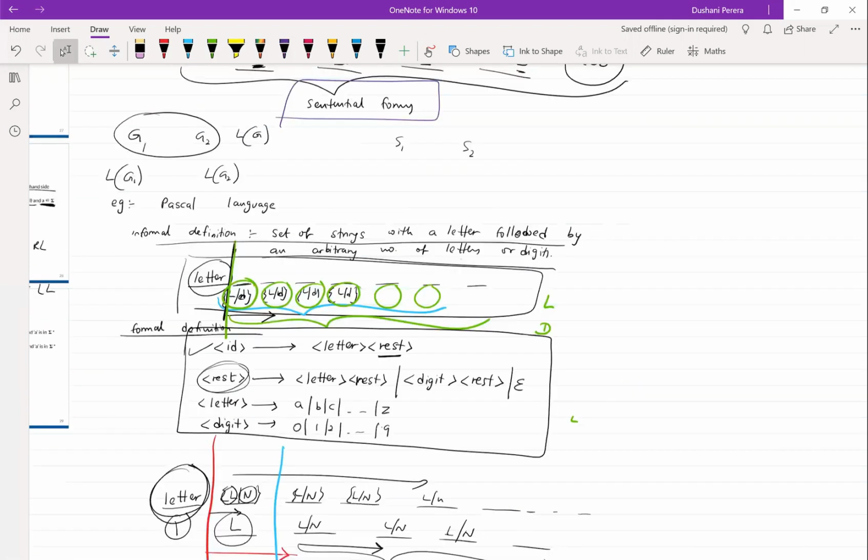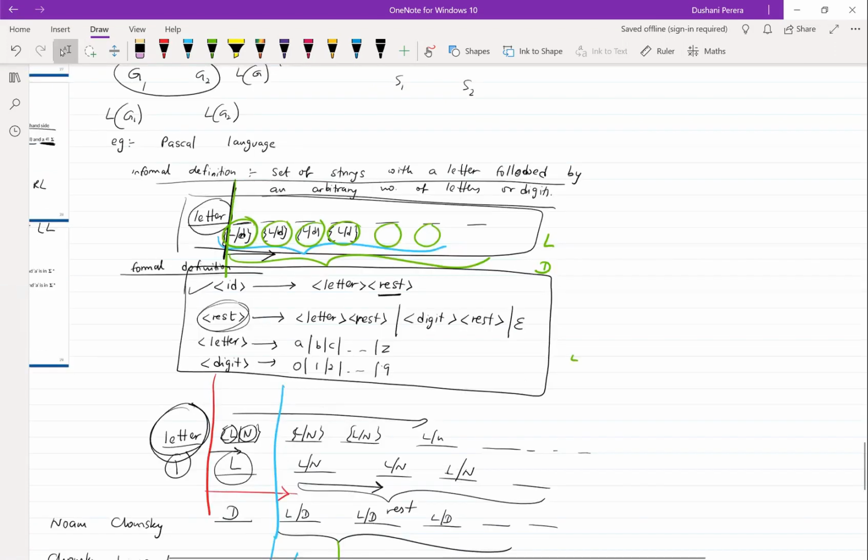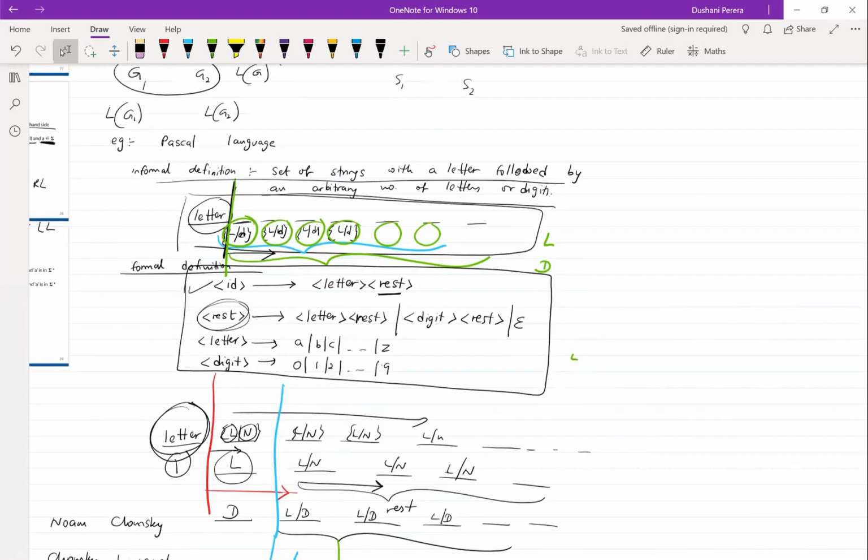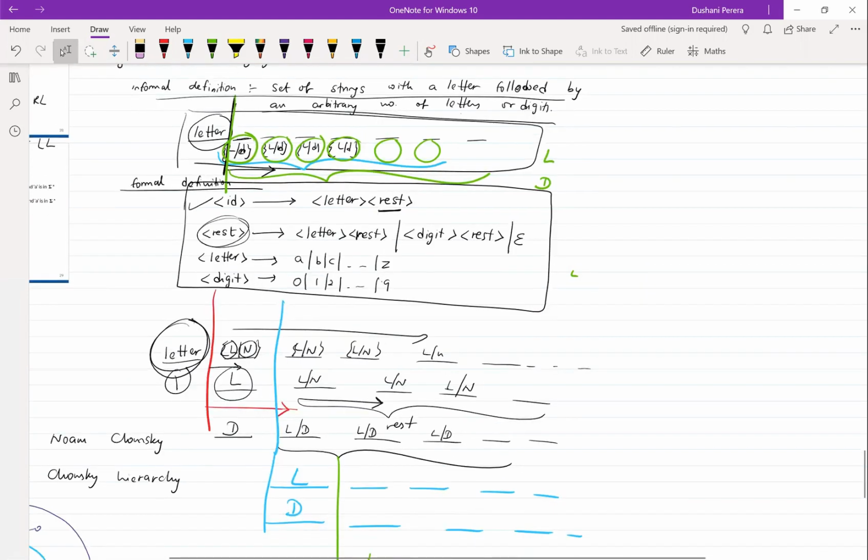And then we took an example. We took the Pascal language as an example, and we gave an informal definition saying that it includes letters followed by any number of letters or digits. Again, we gave it a formal definition like this. So I hope that was clear.